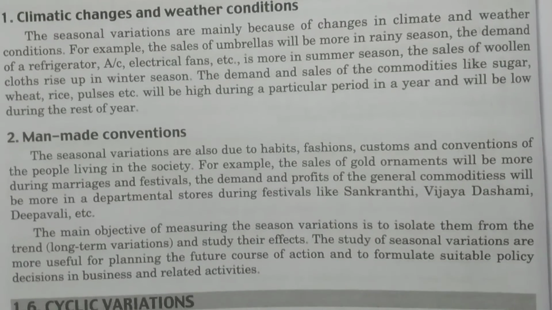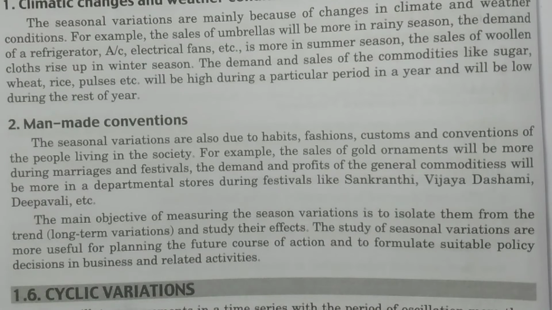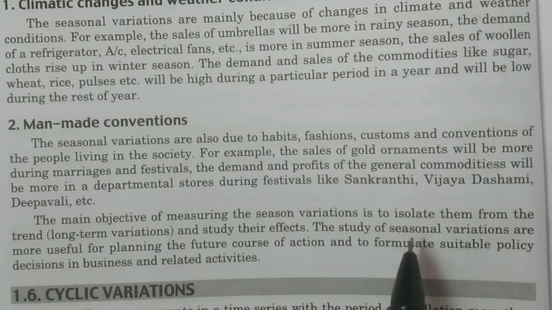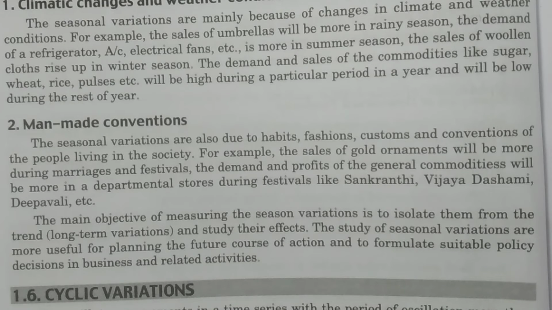What is the main objective of this particular measurement? The main objective of measuring the seasonal variations is to isolate them from the trend. That is very important, and to study their effects, the main effect of a particular variable, how that particular variable is going to be affected in that particular season. That is going to be traced and identified.